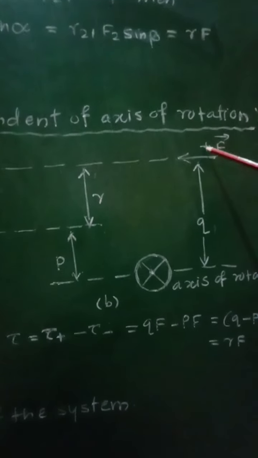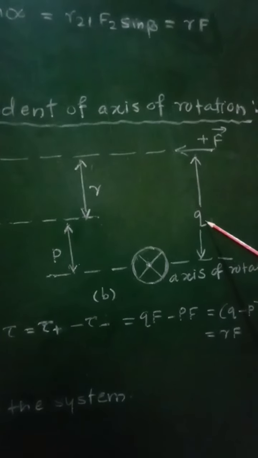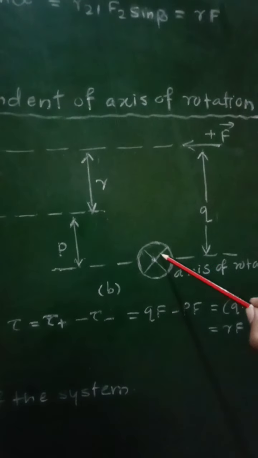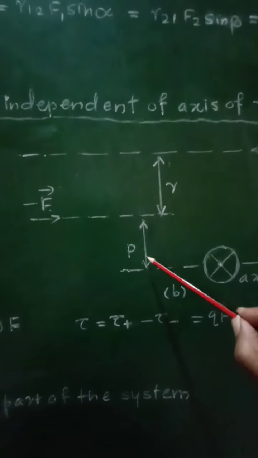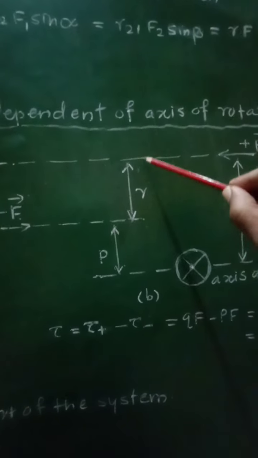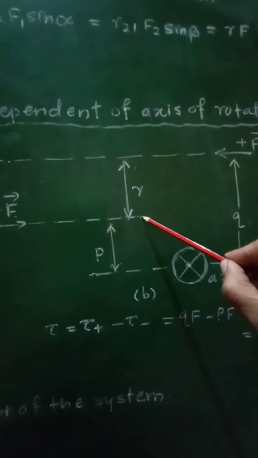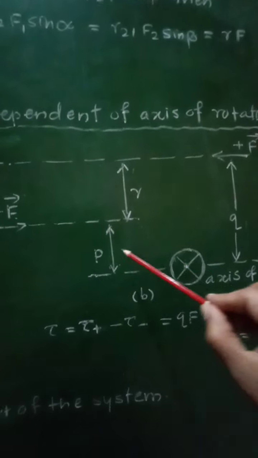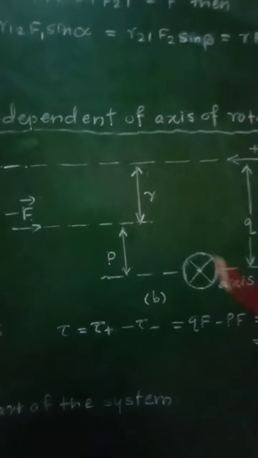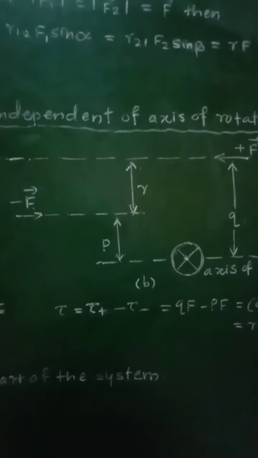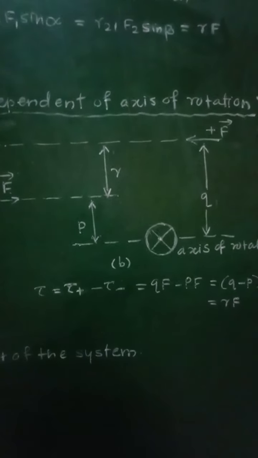For the plus F force, the distance from the axis of rotation is q, and for the minus F force it is equal to p, so that the perpendicular distance between the two forces will be equal to r, and that will be equal to q minus p. Q minus p will be equal to r. So here the position of the axis of rotation is changed.